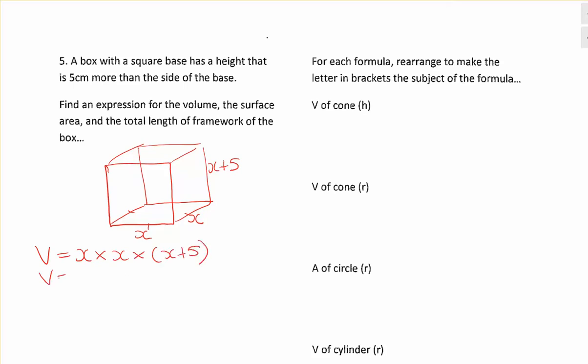Now you can practice some expanding on that. We'd have x squared here, obviously. X squared times x is x cubed, plus x squared times 5 would be 5x squared. Right, let's think about the surface area.